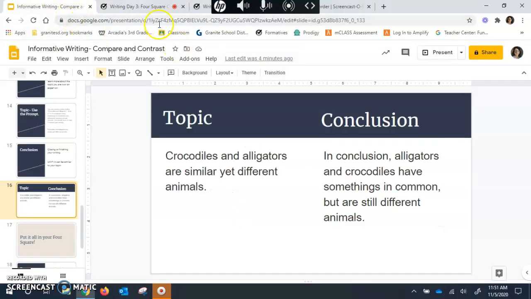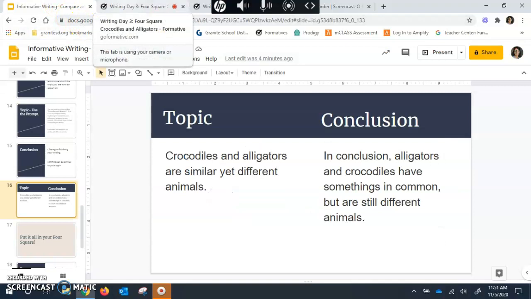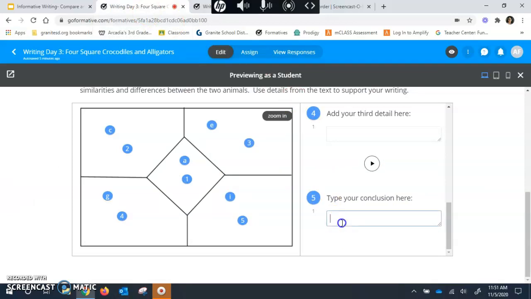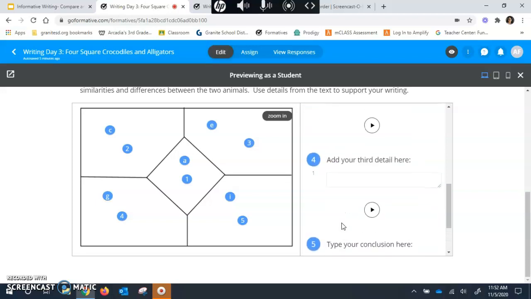And then our conclusion. You can still borrow my conclusion, which was, in conclusion, alligators and crocodiles have some things in common, but are still different animals. In conclusion, alligators and crocodiles have some things in common, but are still different animals. I finished my writing. I closed it all up. So you can borrow these for this writing or come up with your own, but there you have it for what you are doing for writing day 3.